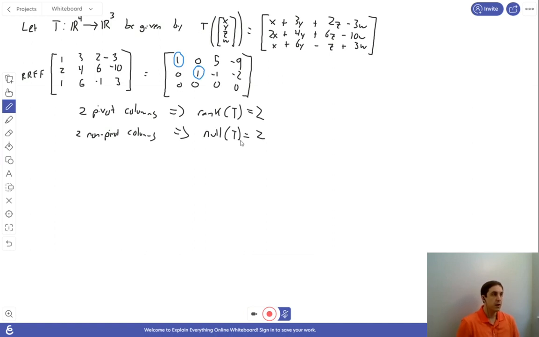And all the rank nullity theorem is saying is that the number of pivot columns plus the number of non-pivot columns better give you the number of columns, right? The number of columns is the dimension of the domain because we have one column for every basis vector of the domain. So the rank nullity theorem here is saying that 2 plus 2 gives us 4 because 4 is the dimension of the domain.